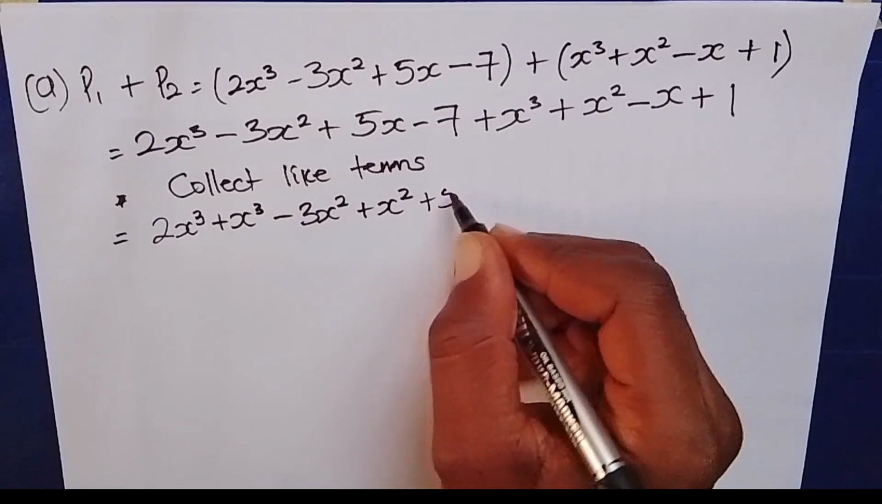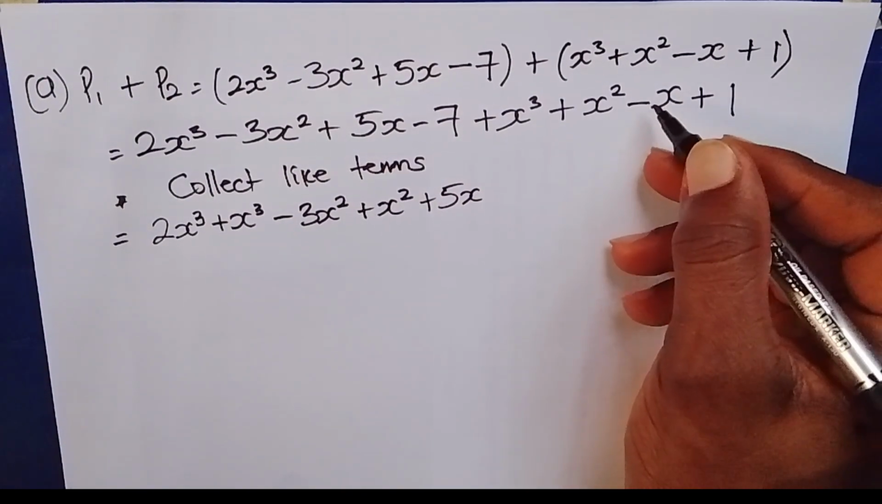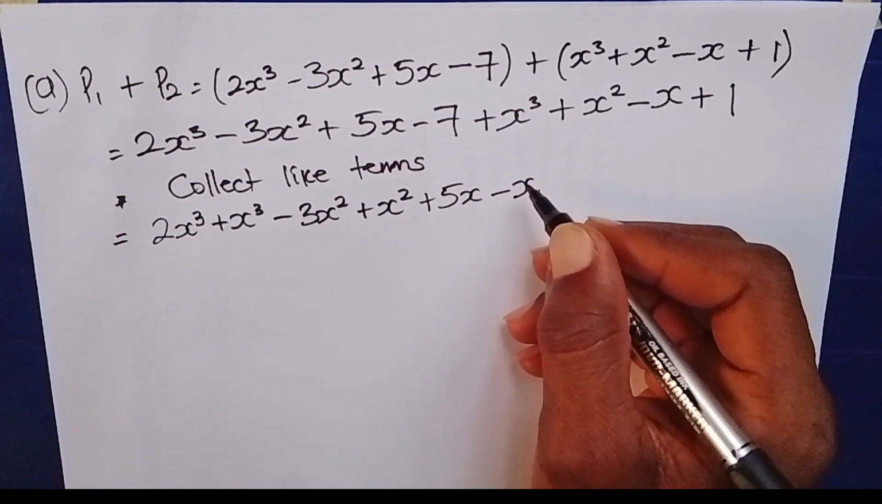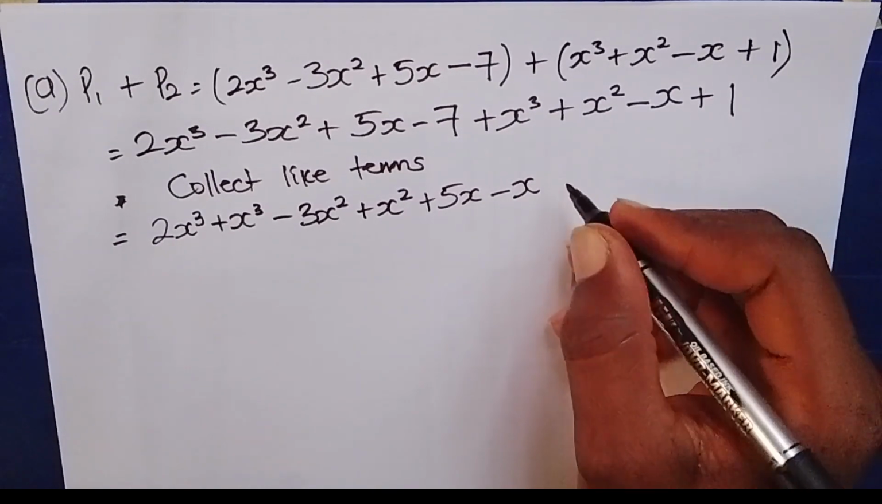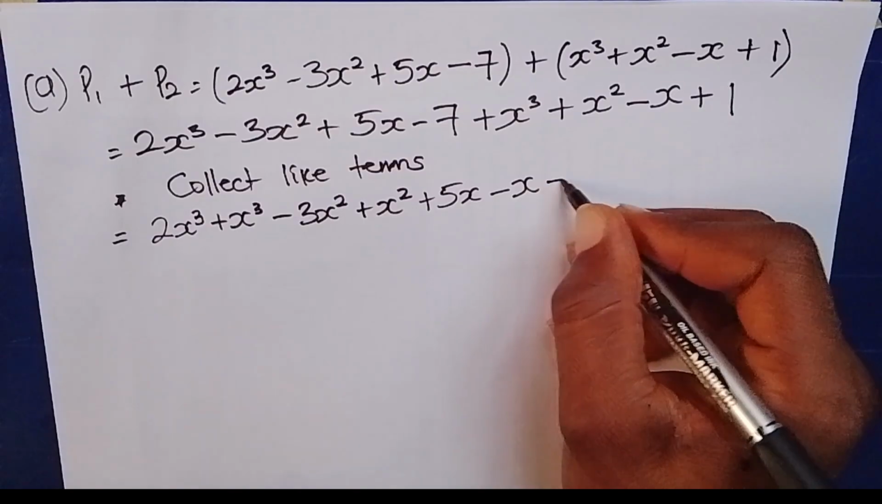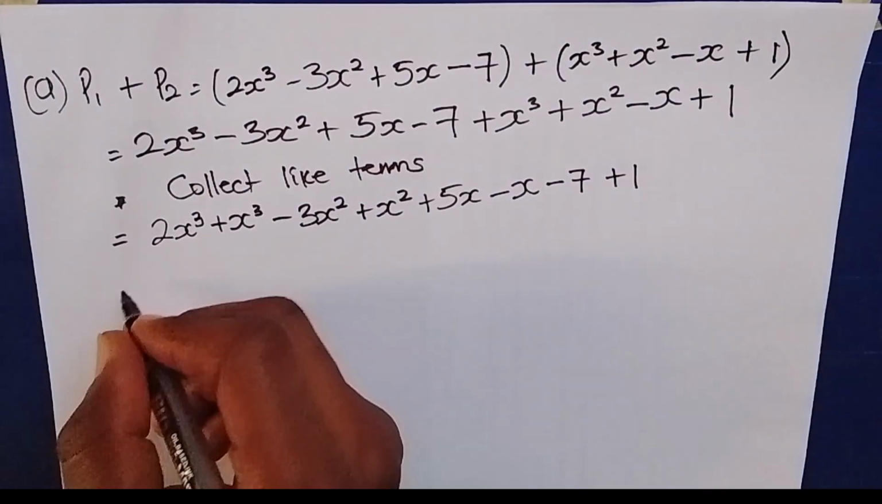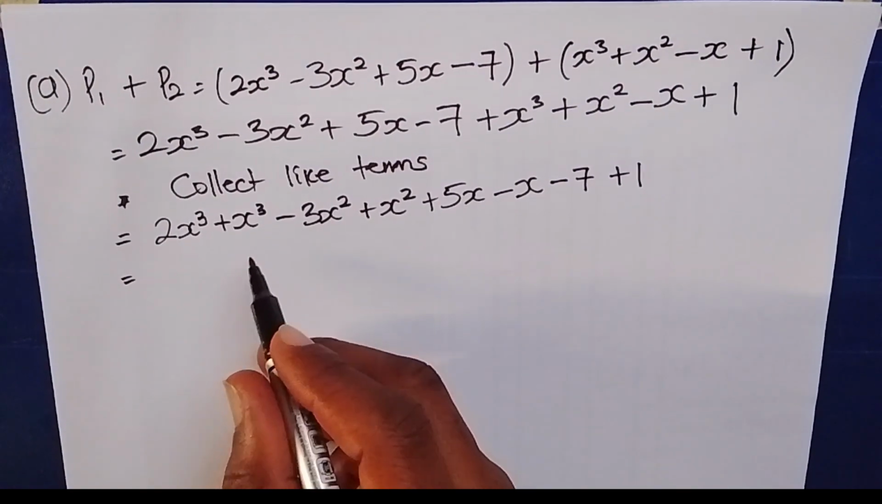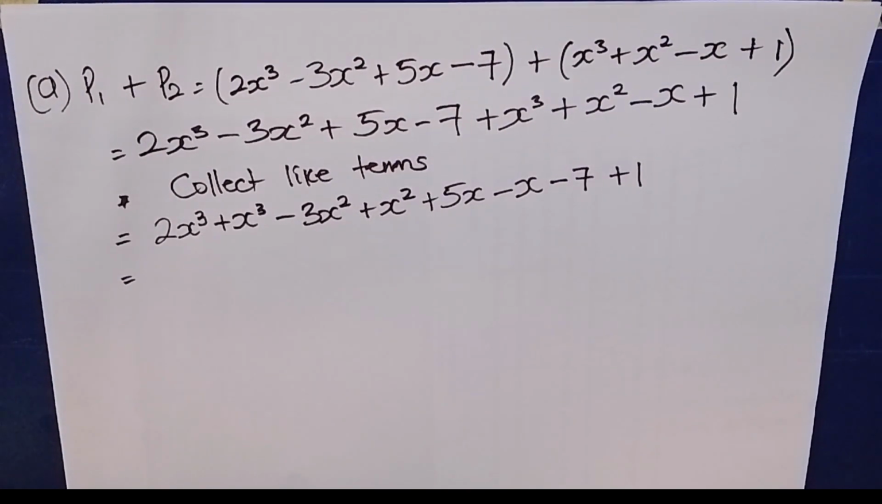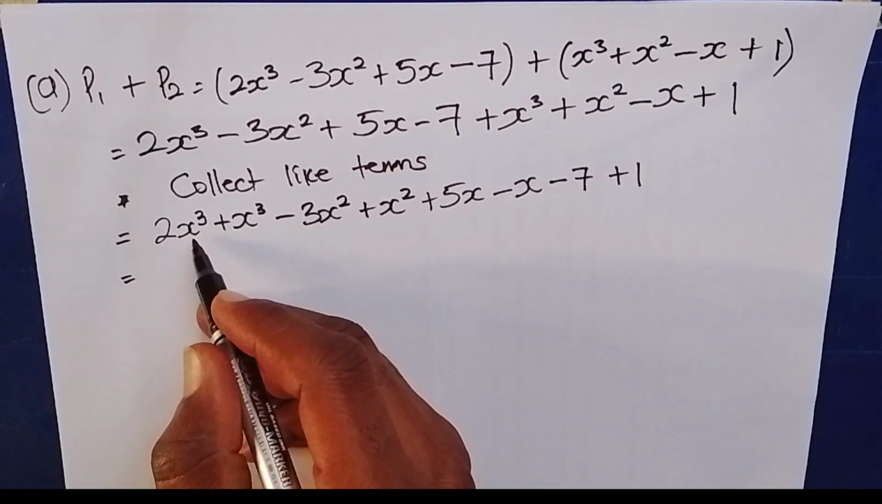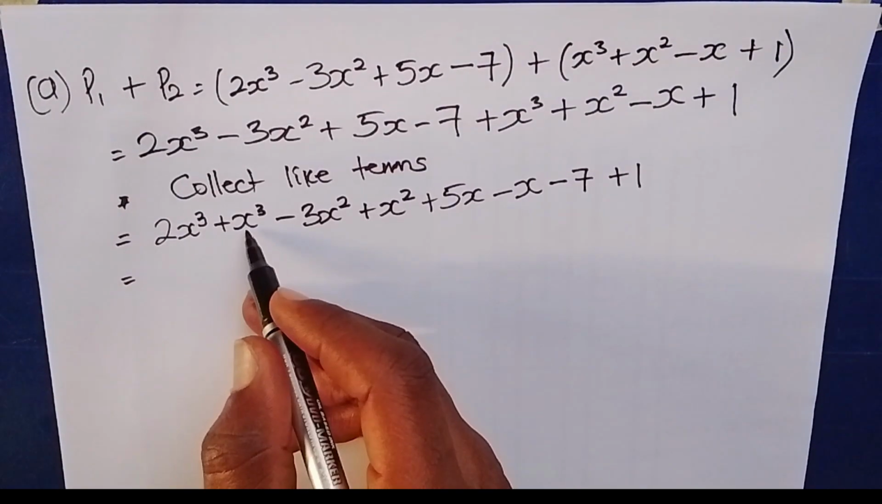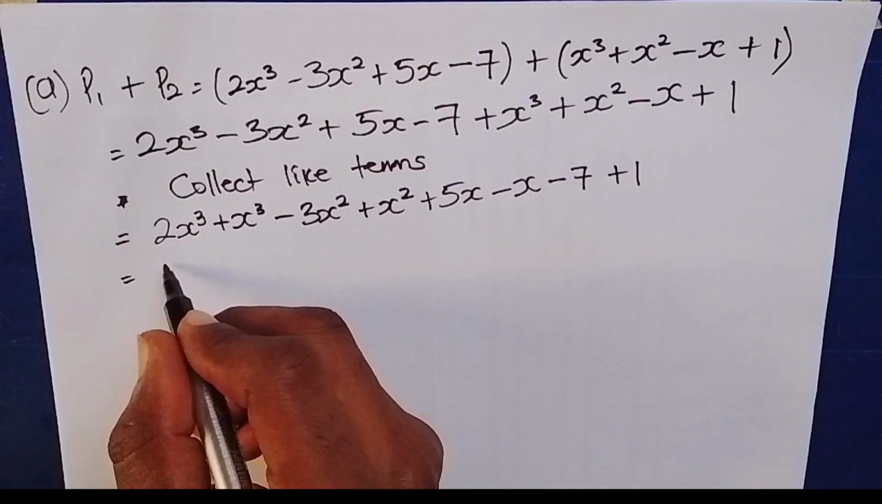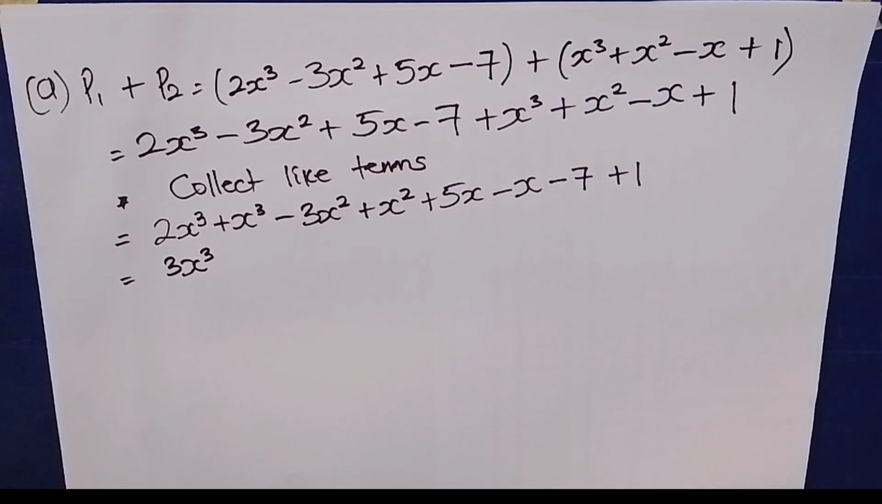Then we have plus 5x. You see this x is negative, so you carry it with the sign, minus x. Please always carry your sign. You get why. So we have minus 7 plus 1. When you are adding or subtracting your terms, your addition is with the coefficient. So the coefficient of x cubed here is 2 and the coefficient of x cubed here is 1. So we now have 2 plus 1, we have 3x cubed.